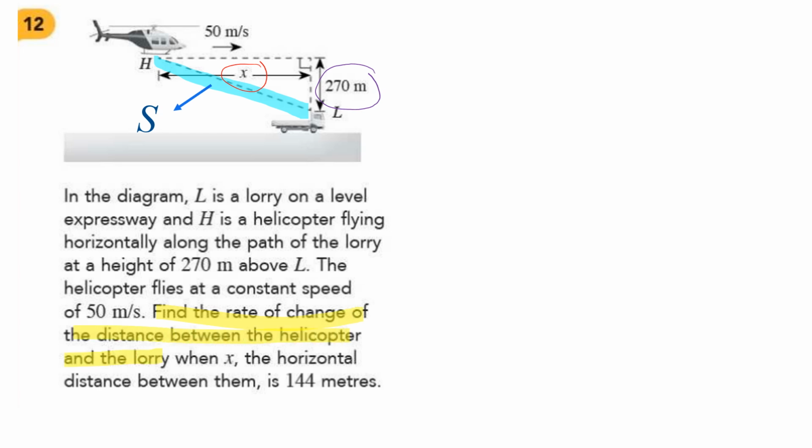Okay, but before that, let's understand what's the meaning of rate of change of the distance between the helicopter and the lorry. So what is it that we're actually finding? Yes, we're actually finding ds over dt. The distance between the helicopter and the lorry is represented by the distance HL. So we need to find ds over dt.